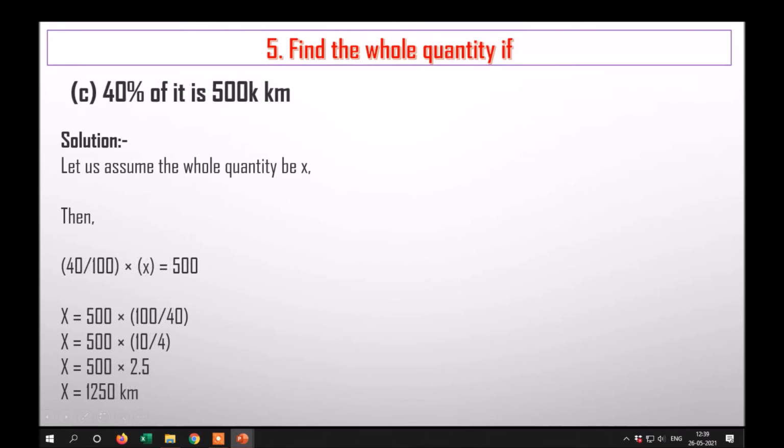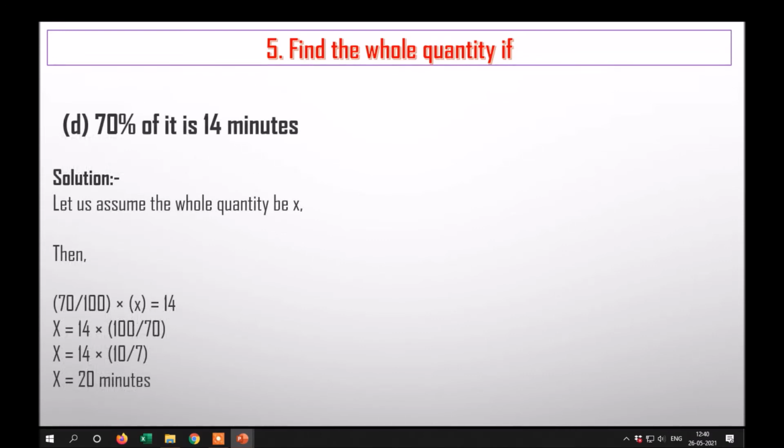40% of it is 500 kilometer. So let us assume the whole quantity be x. So 40 upon 100 into x equals to 500. So 500 into 100 upon 40. That is 500 into 10 upon 4. So 500 into 2.5. That is 1250 kilometer.